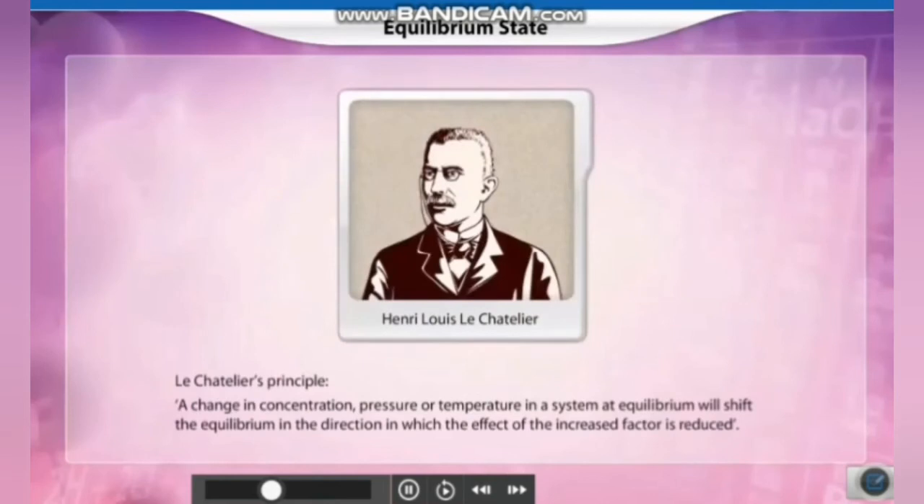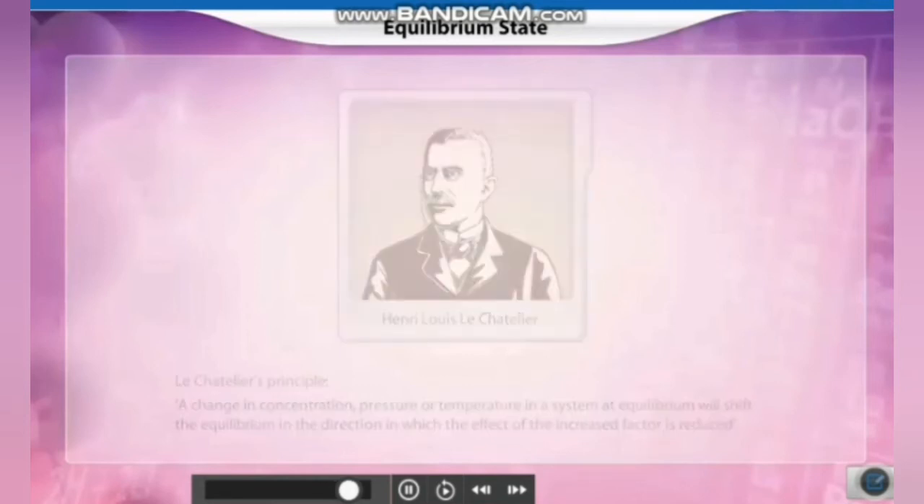Le Chatelier, in 1884, discussed the effect of concentration, temperature and pressure on a system at equilibrium, and what happens to the change. According to Le Chatelier's principle, a change in concentration, pressure or temperature in a system at equilibrium will shift the equilibrium in the direction in which the effect of the increased factor is reduced or consumed.